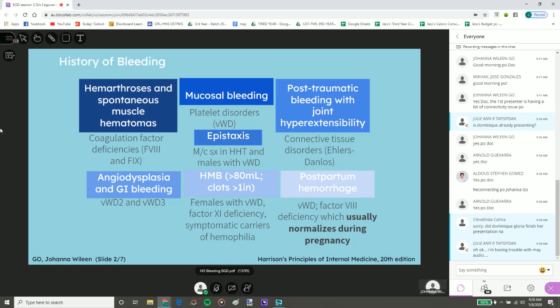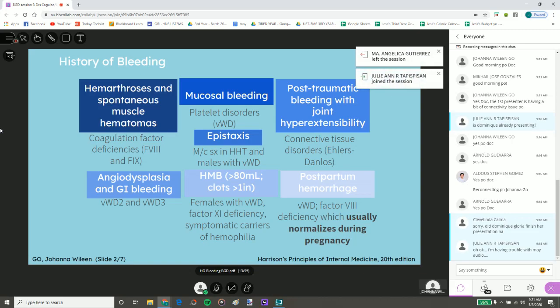We also ask for a history of mucosal bleeding. So this could point to possible platelet disorders such as von Willebrand disease. So we could ask, for example, is the patient bleeding via the gums, or also if the patient has prior history of frequent or severe epistaxis or nosebleeds. Epistaxis is the most common symptom in hereditary hemorrhagic telangiectasia or HHT. So as the name implies, there's telangiectatic blood vessels, so very thin blood vessels and very thin capillaries in the nasal mucosa, and this would be very prone to bleeding.